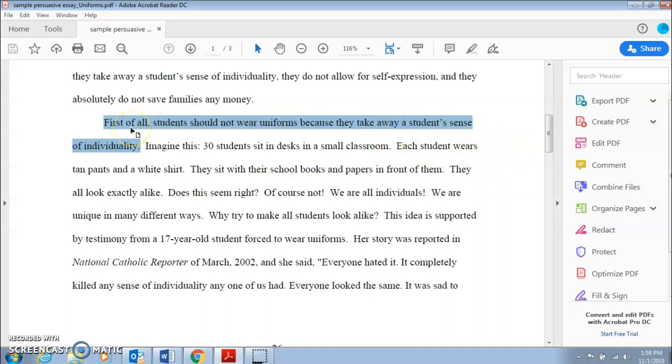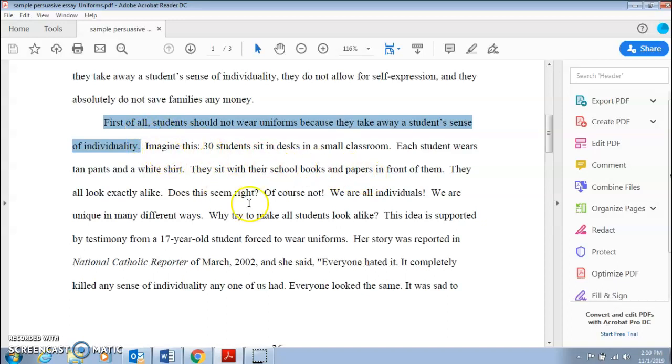So first of all is their transition, and they said in their thesis statement that they would talk about how school uniforms take away a student's sense of individuality, so that should be mentioned in this topic sentence here. And we can see right here they say it takes away a student's sense of individuality. The rest of the paragraph should be based in research and fact.